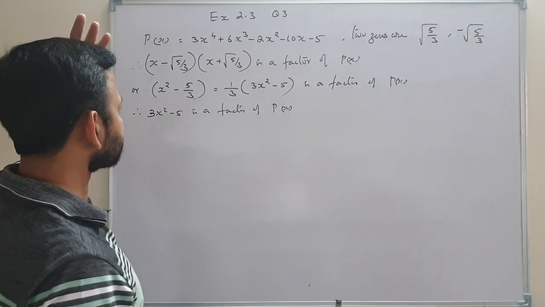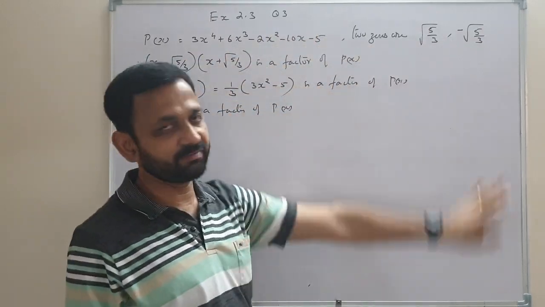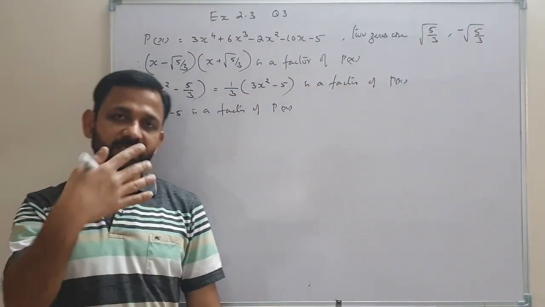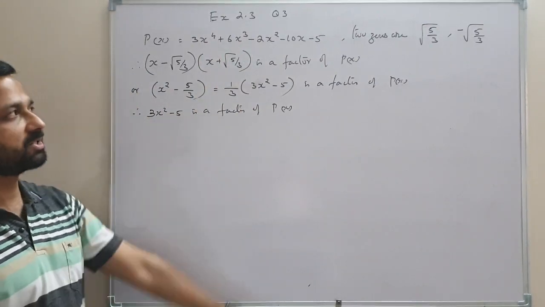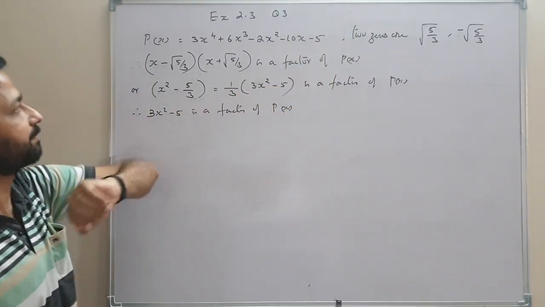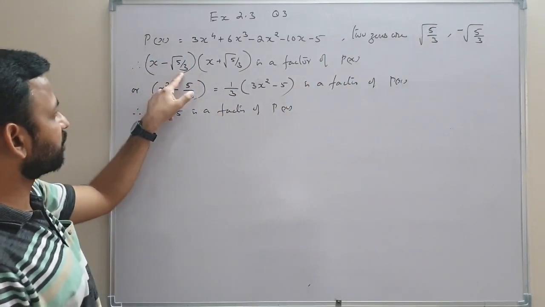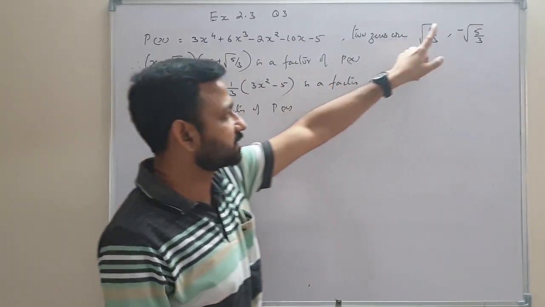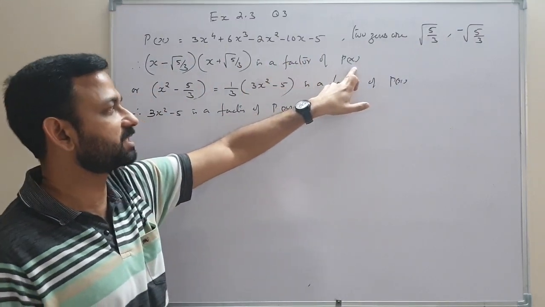So once again I will explain. This is the polynomial. Two zeros are given. We need to find the rest of the two zeros because it is a fourth degree polynomial. A fourth degree polynomial can have maximum 4 zeros. Two zeros are already given. Then if they are zeros, x minus root 5 by 3 into x plus root 5 by 3 is a factor of Px.